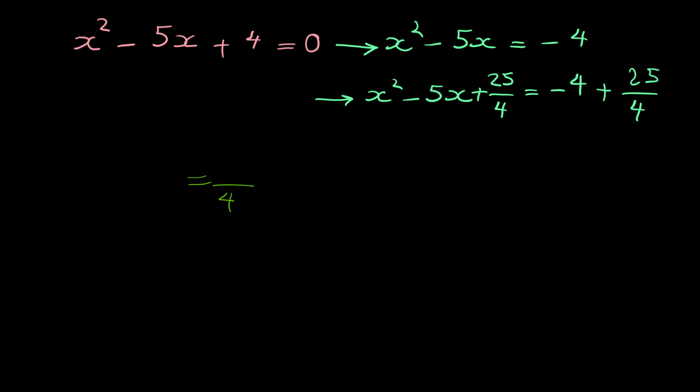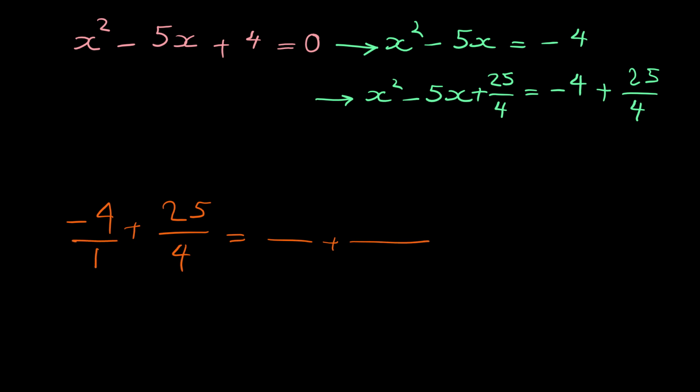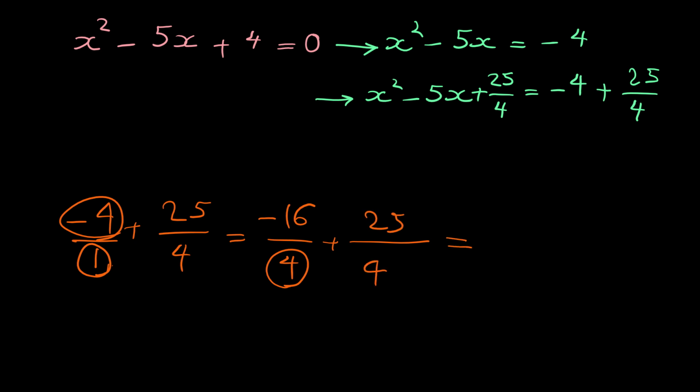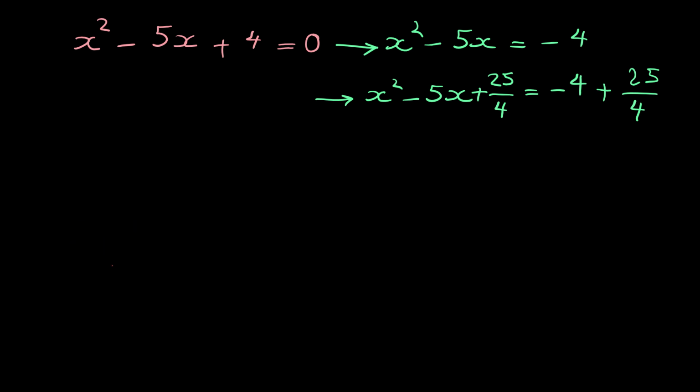Now let's simplify the right side of the equation. What is negative 4 plus 25 over 4? If we do a common denominator, if we give a denominator 1 to negative 4, we multiply denominator by 4, and we multiply numerator by 4, it's negative 16. Plus 25 over 4. Negative 16 plus 25 is 9 over 4. So the right side of the equation is 9 over 4.